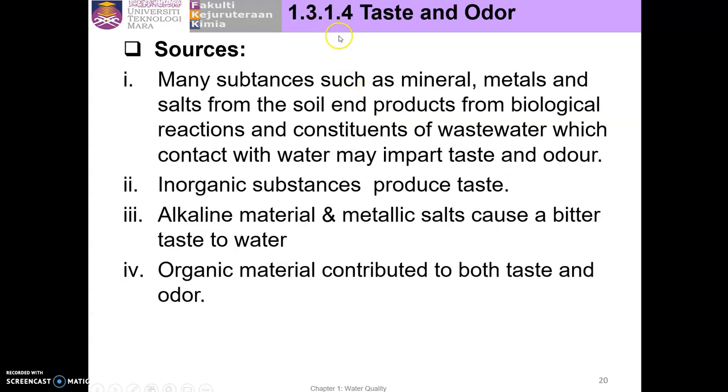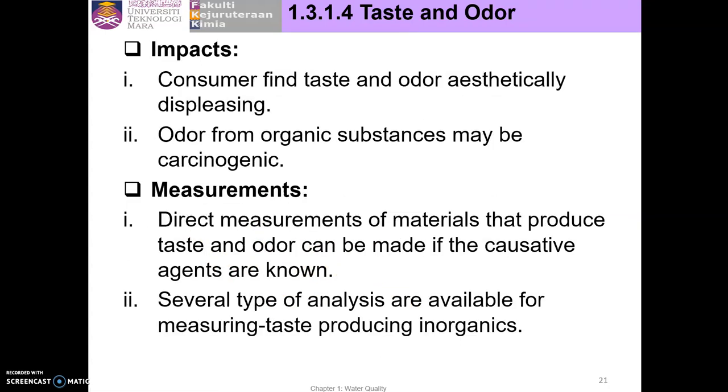Number 4 is taste and odor. So the sources may come from substances such as minerals, metals, and salts from the soil and product. And also from inorganic substances, alkaline material, and also organic material, which contribute to both taste and odor. So this is the impact for taste and odor.